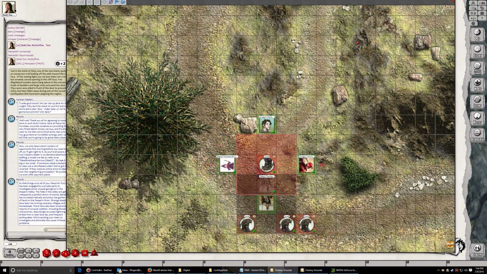However, this individual in the back, if he were to move back, would not provoke an attack of opportunity, because even though he is within range, he is not within sight of the gnoll, as he's standing directly behind the gnoll. Now, what can you do to prevent an attack of opportunity?